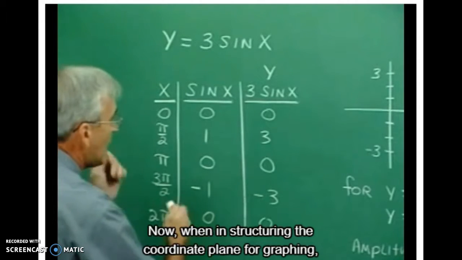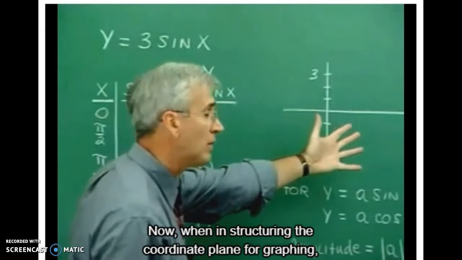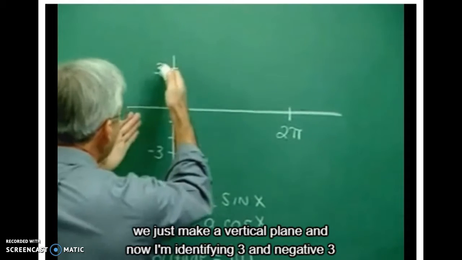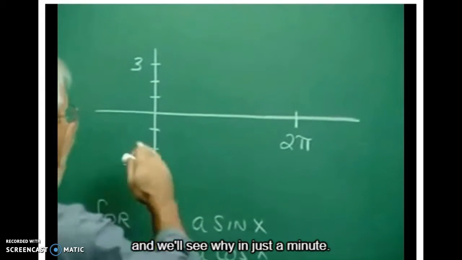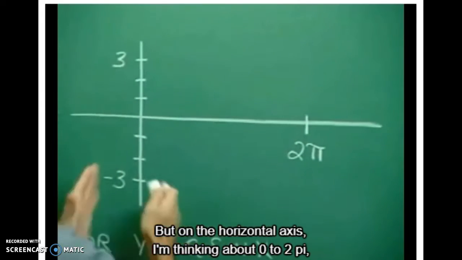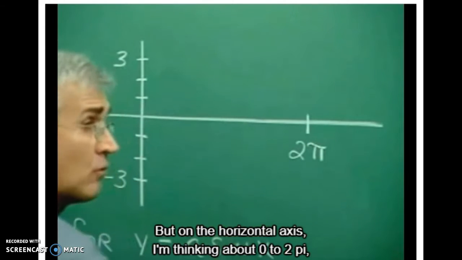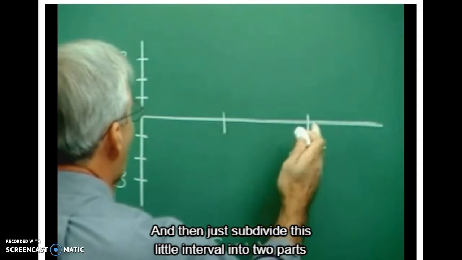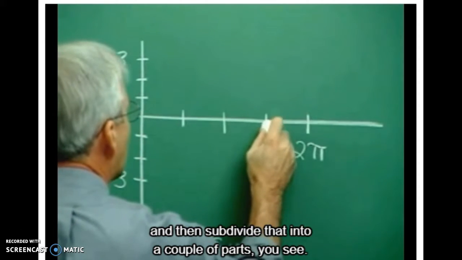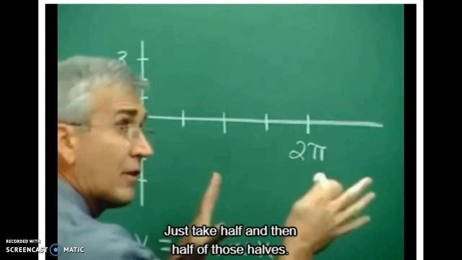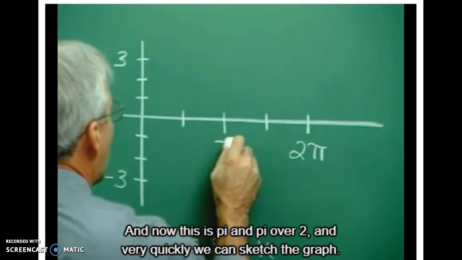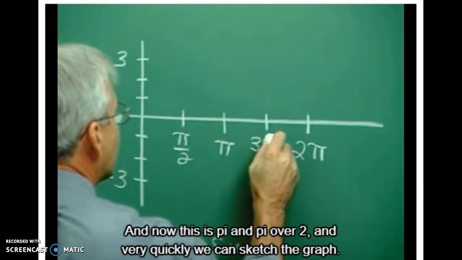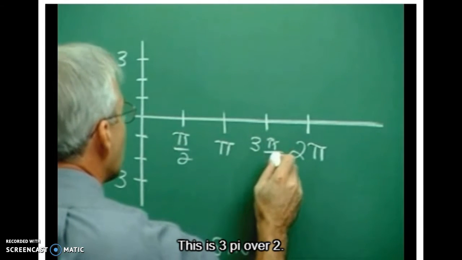Okay, so away we go. Now, in structuring the coordinate plane for graphing, we make a vertical axis, and now I'm identifying 3 and negative 3, and we'll see why in just a minute. But on the horizontal axis, I'm thinking about 0 to 2 pi, 1 complete cycle, and then just subdivide this interval into 2 parts, and then subdivide that into a couple of parts. You see, just take half, and then half of those halves. And now this is pi and pi over 2. And very quickly, we can sketch the graph. This is 3 pi over 2.